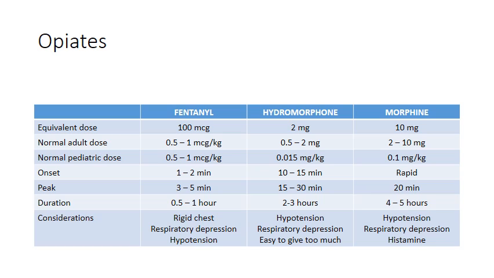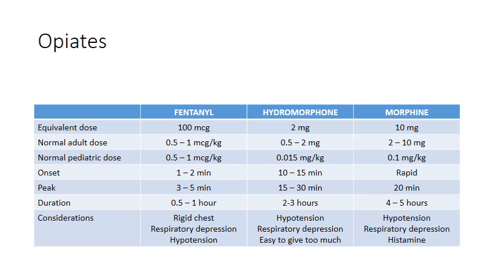The first line is the equivalent dose, and the equivalent dose for each of these is basically the same. What amount of the medication causes the same amount of analgesia? So if you give 10 milligrams of morphine, the equivalent in Dilaudid is giving 2 milligrams, and the equivalent in fentanyl is 100 micrograms. So what this means is that fentanyl by weight is much more potent than the rest of them. And then Dilaudid is the next most potent, and then morphine.